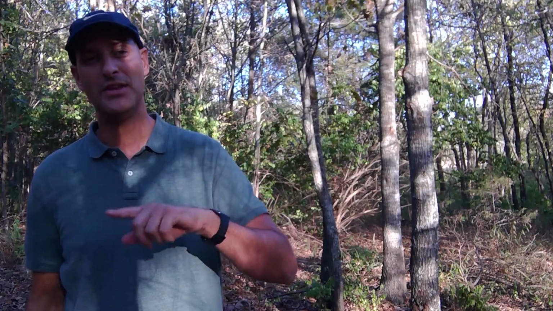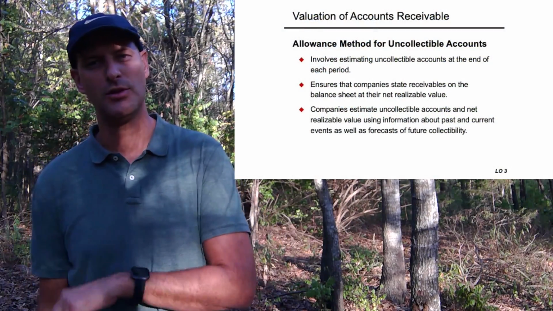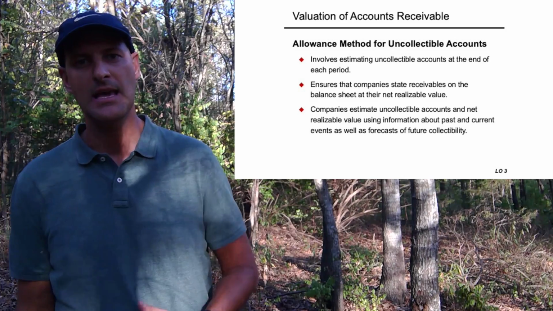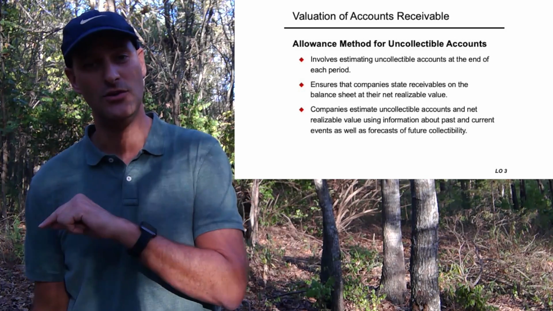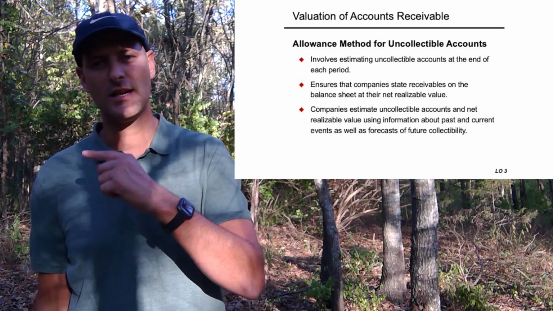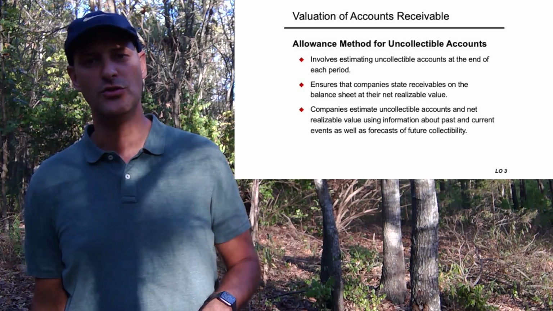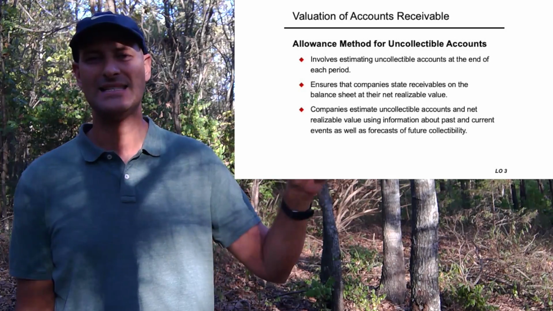And that's what they record as the allowance for doubtful accounts, the amount they don't expect to receive on those receivables. So this allowance method for uncollectible accounts involves estimating the uncollectible accounts at the end of each period. It ensures that companies state receivables on the balance sheet at their net realizable value, and companies estimate the uncollectible accounts and the net realizable value using information about past events.